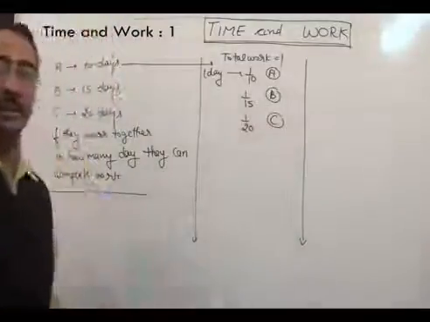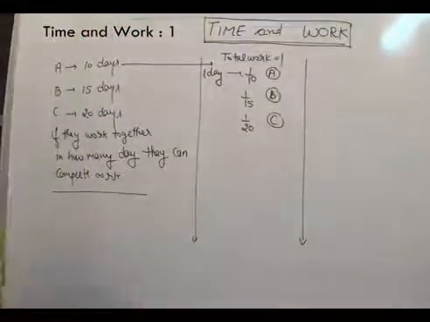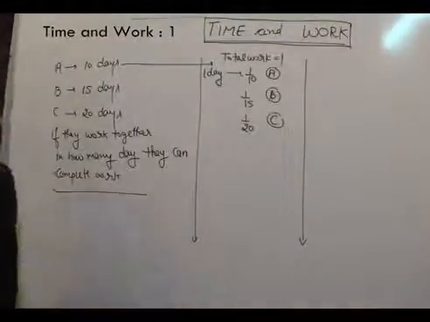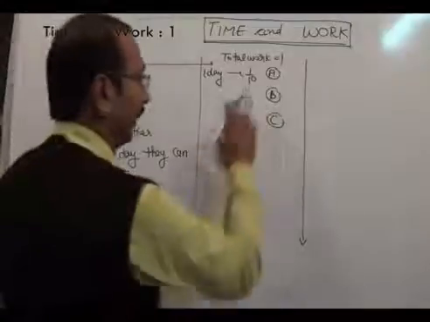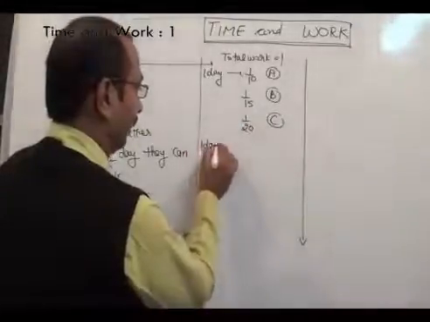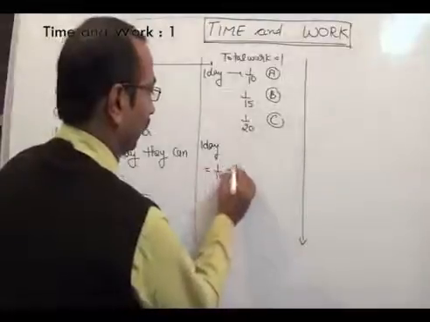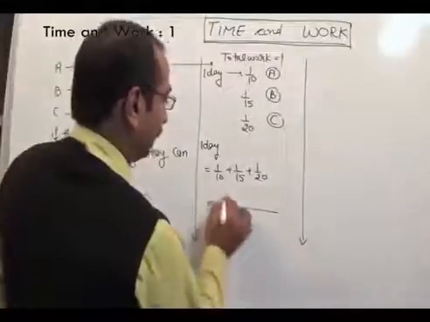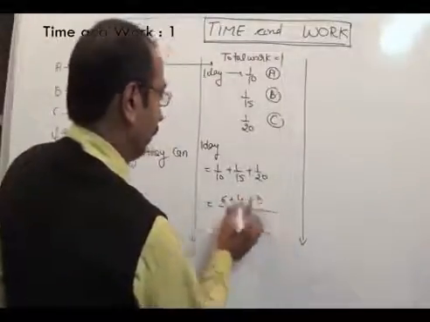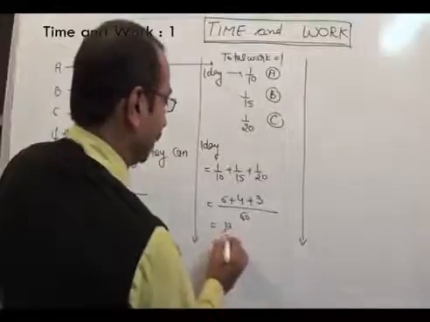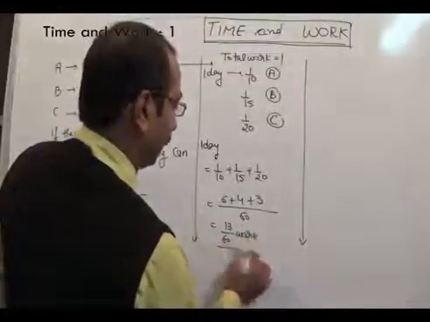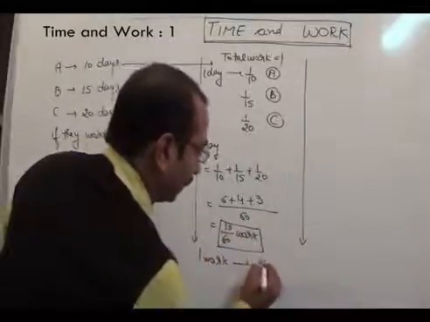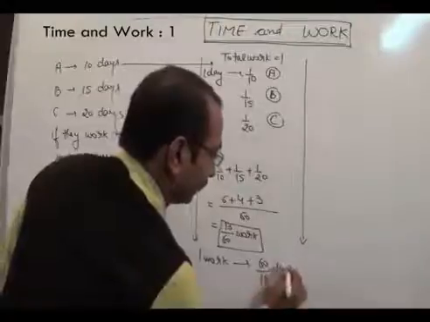part of the work. Suppose there are three persons A, B, C. In one day, A can do 1 by 10th of the work, B can do 1 by 15th and C can do 1 by 20th. Now, if they work together, we can say in one day they do 1 by 10 plus 1 upon 15 plus 1 upon 20, LCM equal to 60. 6 plus 4 plus 3, or we can say 13 by 60 of the work in one day. And they have to do one work. It means for doing one work they will take 60 upon 13 days.